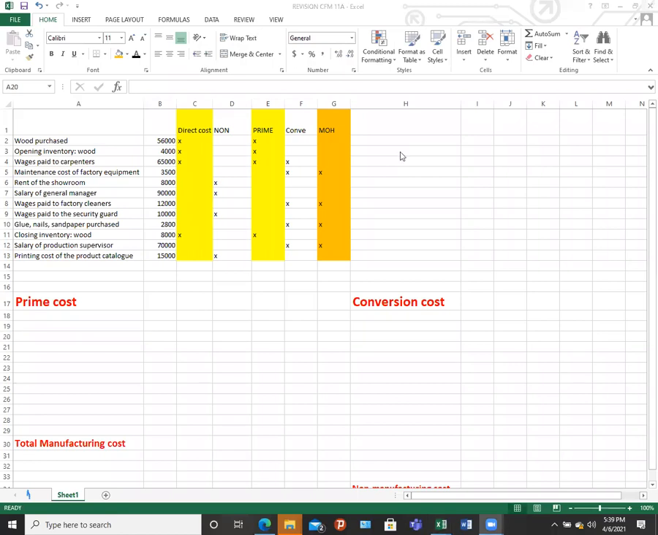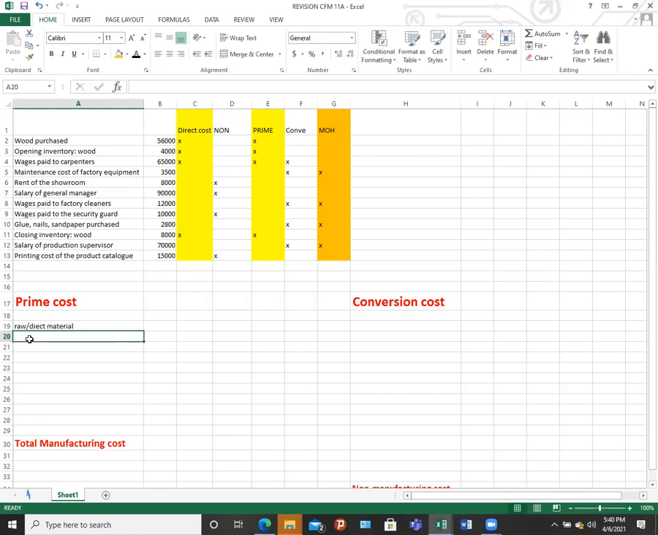Okay. Here, guys, it's different. We have been given wood purchase, opening inventory for wood, and then closing inventory for wood. Sometimes we get confused about what to do. Here, a prime cost is all your direct cost, which is your raw material or direct material.